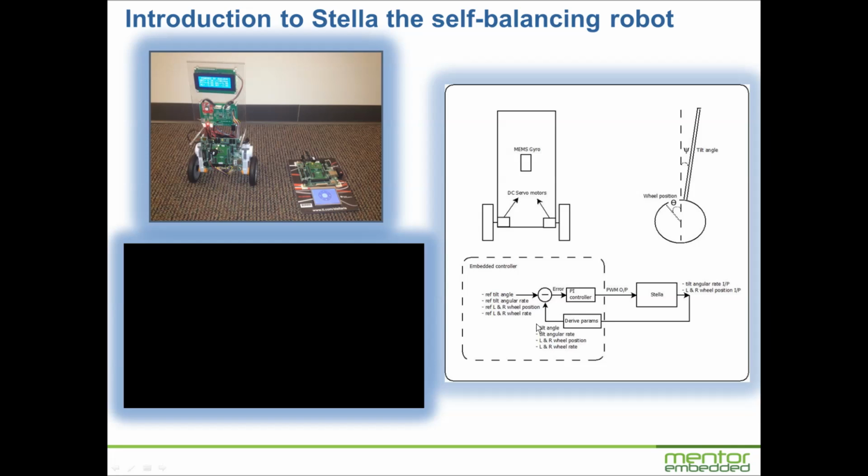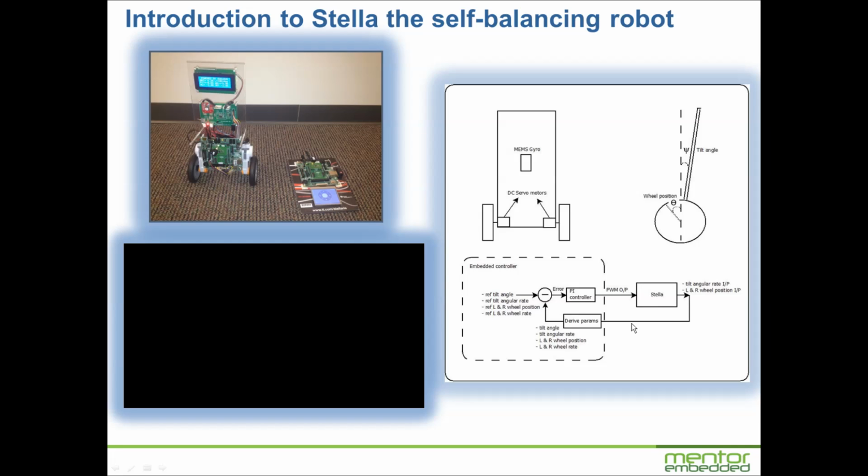So these four variables constitute our state vector, which is fed into a controller, which is a proportional integral controller, as you see here. There is a reference vector that comes in, so the error signal that's generated is used as input to the controller, and the controller takes the control action, which is fed to the motors in the form of a pulse width modulated signal that goes back into the Stella plant, as you see here.